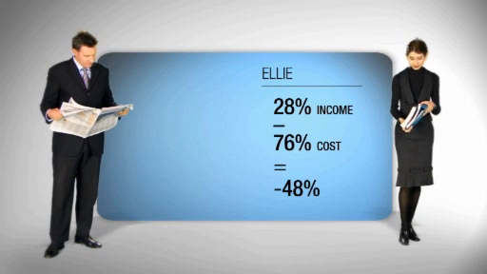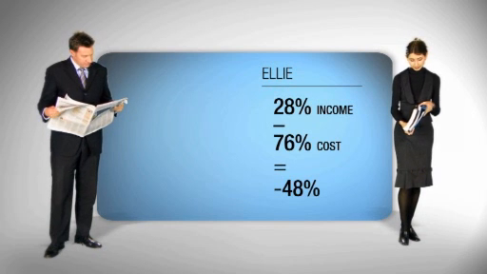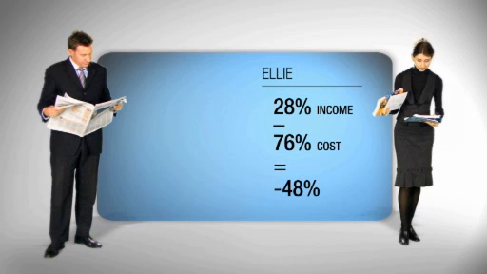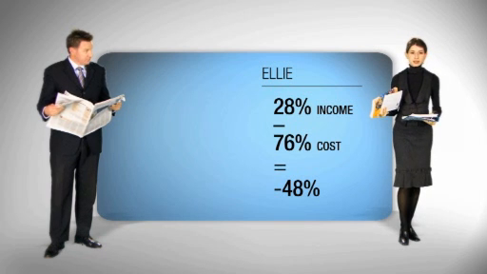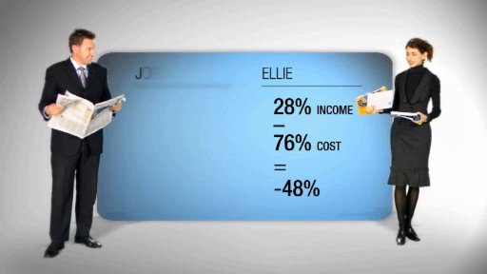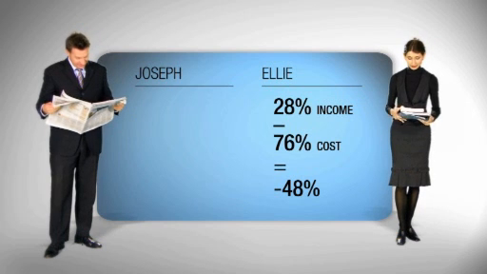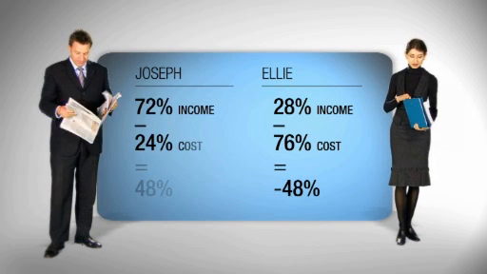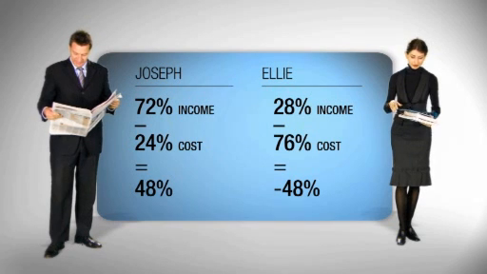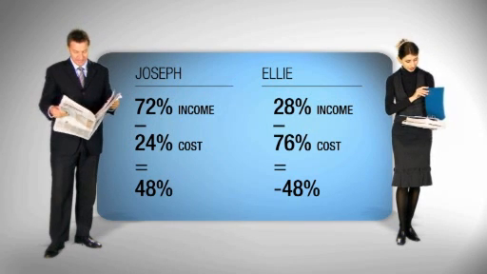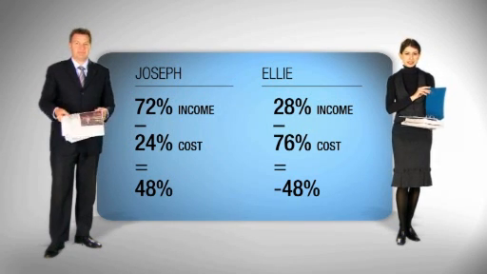Ellie's share of the income is 28%, but she meets 76% of the costs through care. So she needs some child support from Joseph to help with those extra costs she meets. Joseph's share of the income is 72%. He meets 24% directly when he's caring for the children, so he needs to transfer 48% of the cost to Ellie.